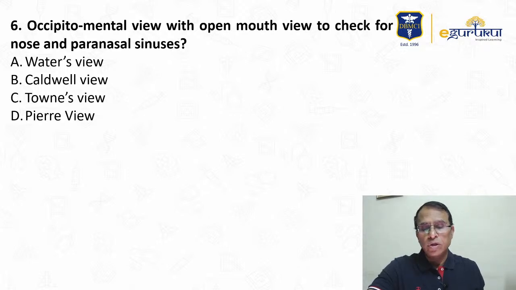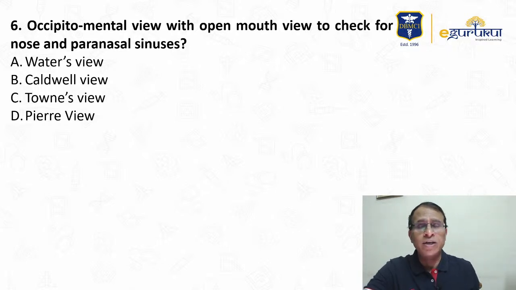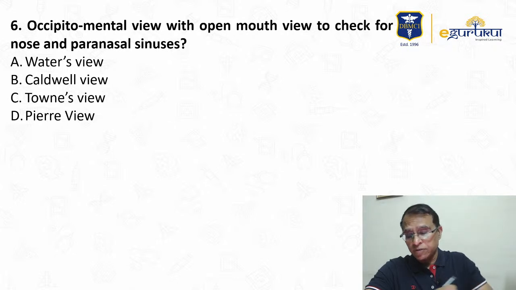Occipitomental view with open mouth view to check for nose and pharyngeal sinus is what view basically? Is it Waters view, Cardwell's view, Towns view, or Pierre's view? Before this question was asked, this is 2019 I think, or 20, nobody knew this answer. Almost 100% got it wrong when it was asked, despite the fact that I used to teach in my lectures. And this is Pierre's view.